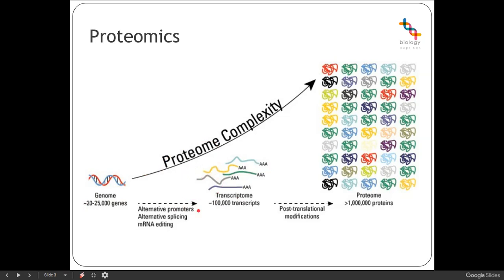There's a couple of different ways. We can have something called alternative promoters, which we're not going to discuss, alternative splicing, or mRNA editing. From the transcriptome, we can have 100,000 transcripts. We can wind up with over 1 million proteins, referring to something called the proteome.